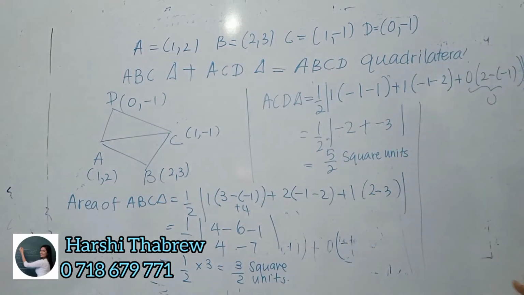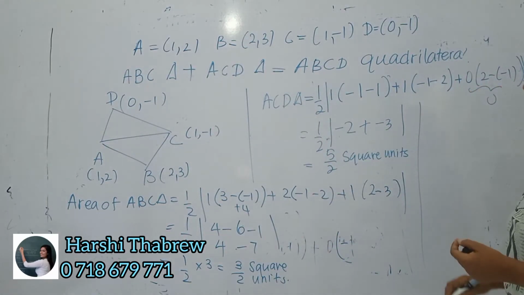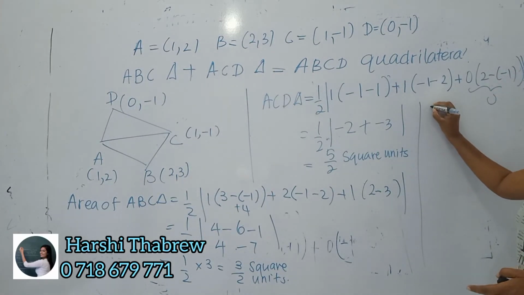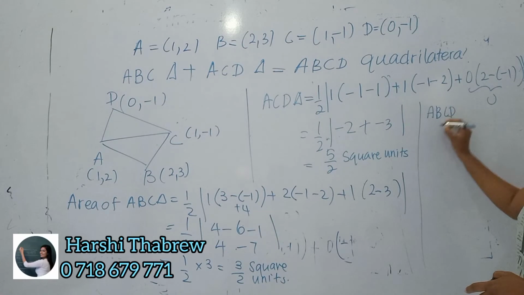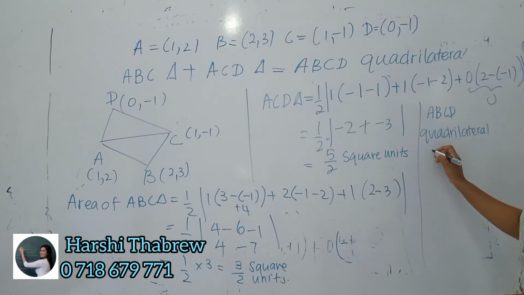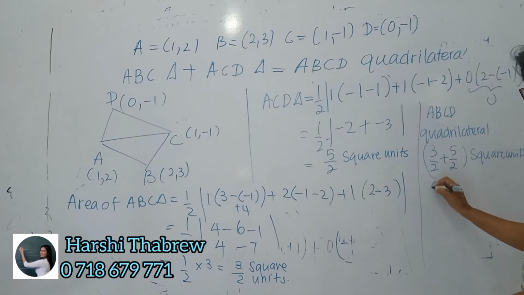Then you should get the sum of these two triangles' areas to find the area of ABCD quadrilateral. Area of ABCD equals 3 over 2 plus 5 over 2 square units. It's 8 over 2. It's equal to 4 square units.